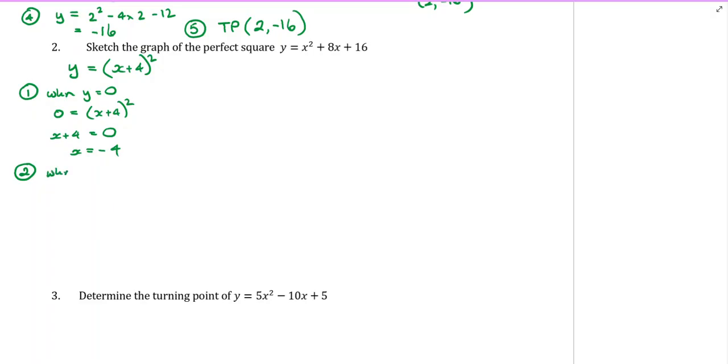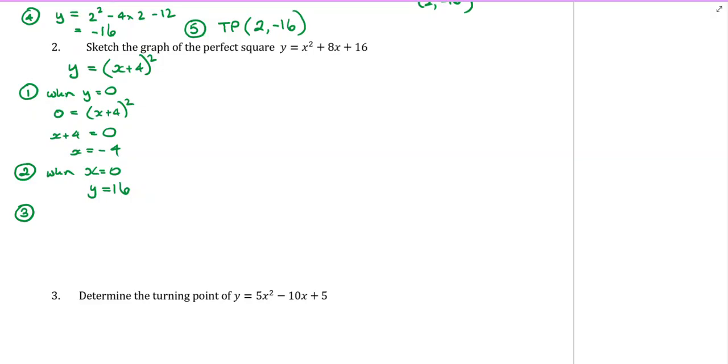Next step, when x equals 0. If we put x equals 0, it's probably easy to think about the original equation for that, because it'd be 0, 0, and that means that the 16 would be the y-intercept. Sorry, that should say when x equals 0. Y equals 16.